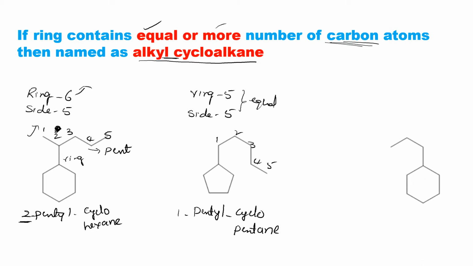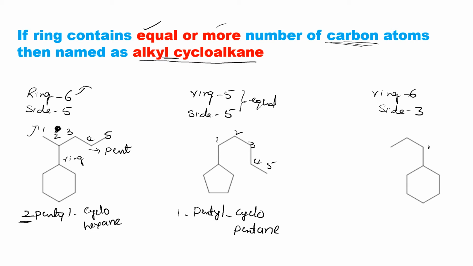Here the ring has 6 carbon atoms, whereas the side chain contains 3 carbon atoms only. And so how can I name this one?